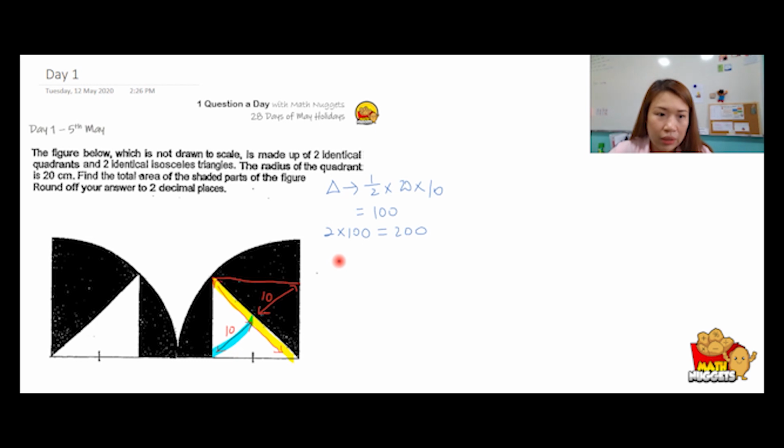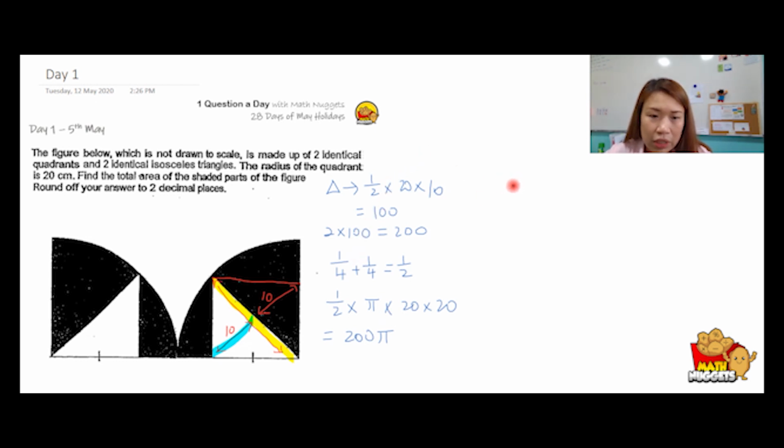Next, let's find the area of the two quadrants. So quarter plus quarter, we'll get a semicircle. So half times pi is not indicated, so we're supposed to use calculator value of pi, times radius times radius. So this will be 200 pi.